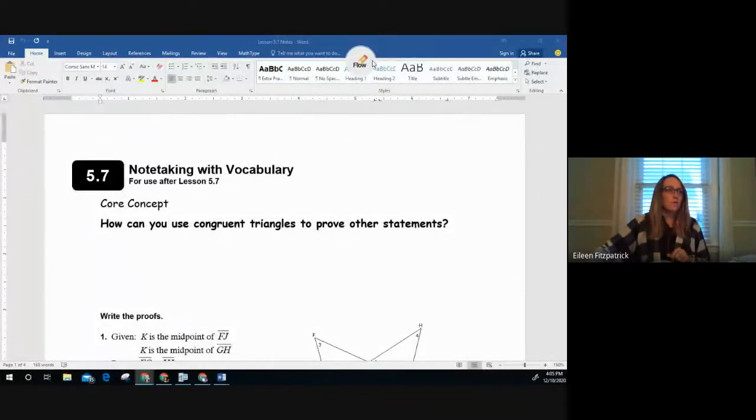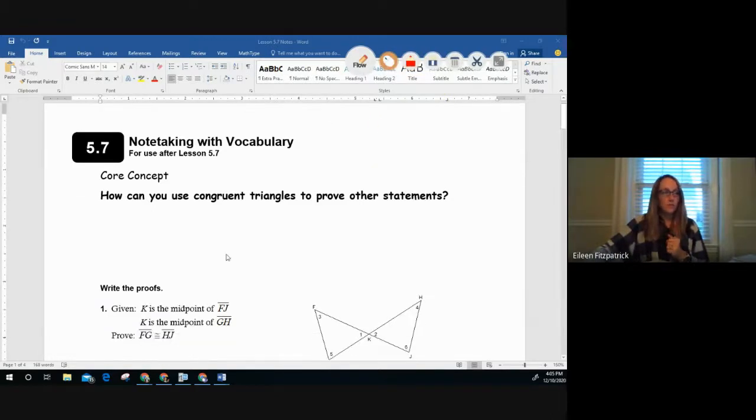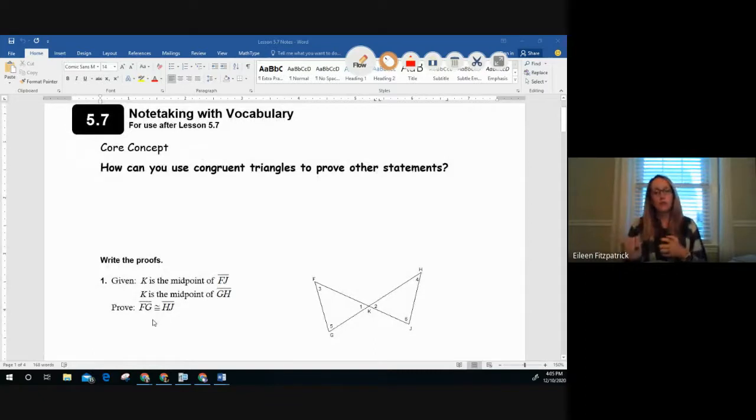All right, so for lesson 5.7, it says, how can you use congruent triangles to prove other statements? If you look at the first proof, instead of proving the triangles congruent, you're asked to prove something else is congruent, like for instance, that FG is congruent to HJ. So think about this for a second. Once you know the two triangles are congruent, doesn't that mean that everything about each triangle is congruent?